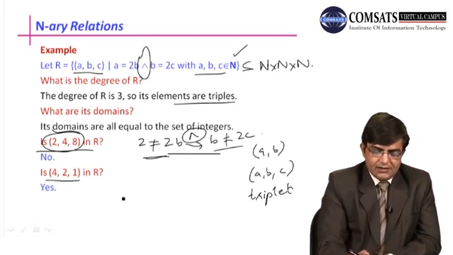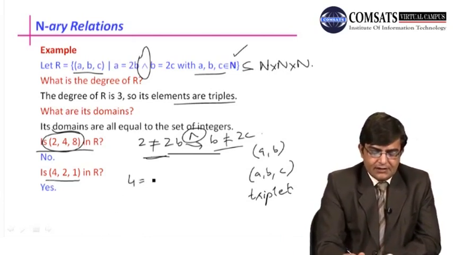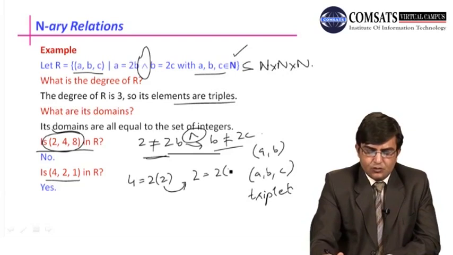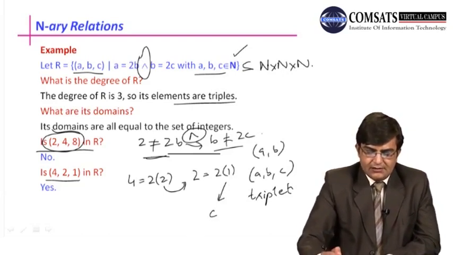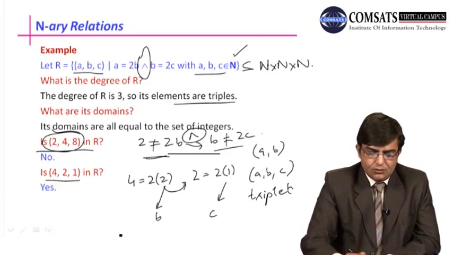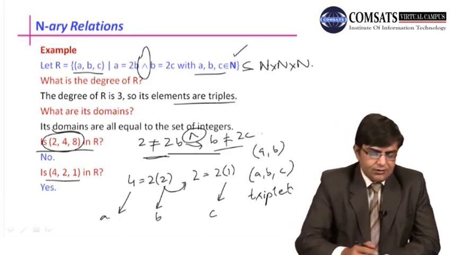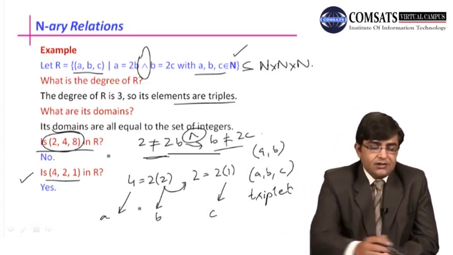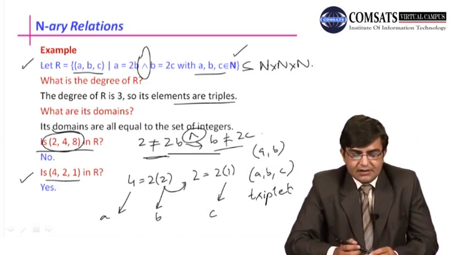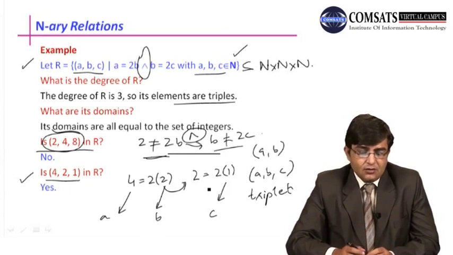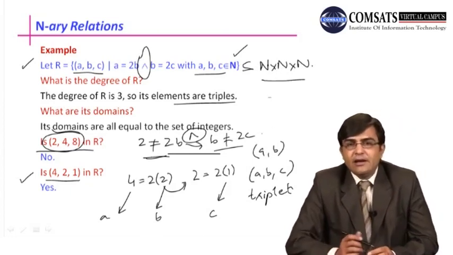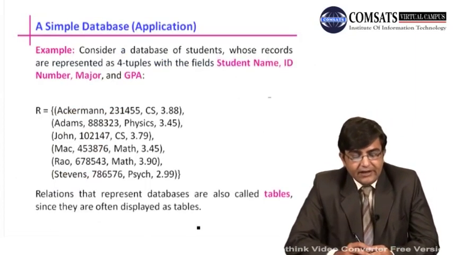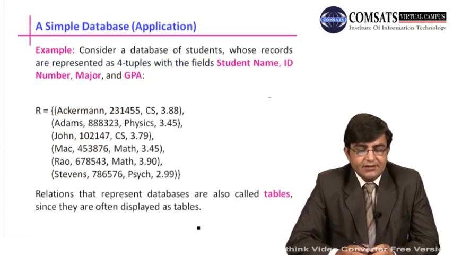But here we can say that A is 4, which is 2 times 2, and B is 2, which is 2 times 1. Now we can take C as 1, B as 2, and 4 as A. So this triplet belongs to this relation. Such a relation is a ternary relation, and this is obviously a subset of N cross N cross N. A simple application of n-ary relations is in databases.